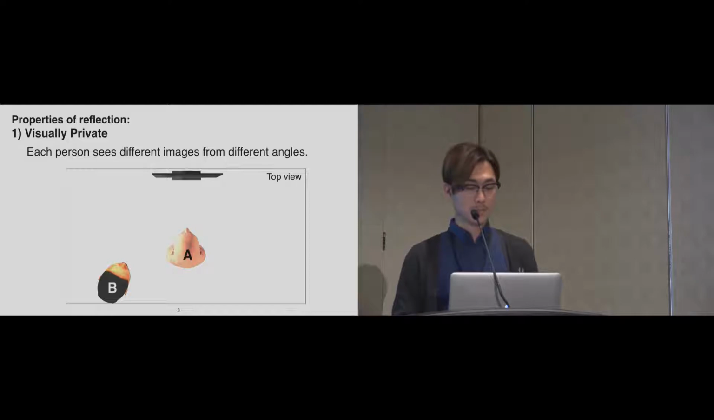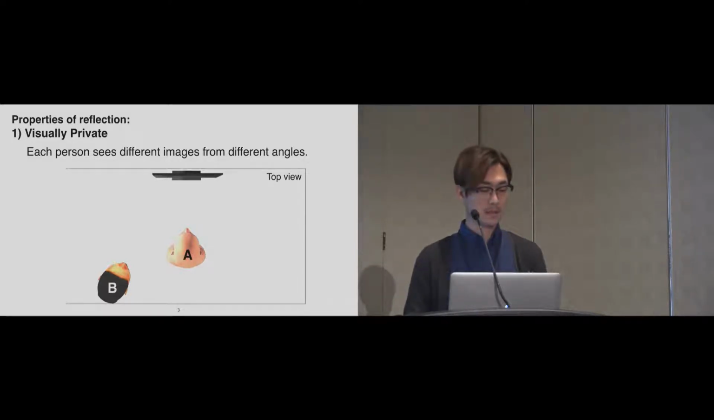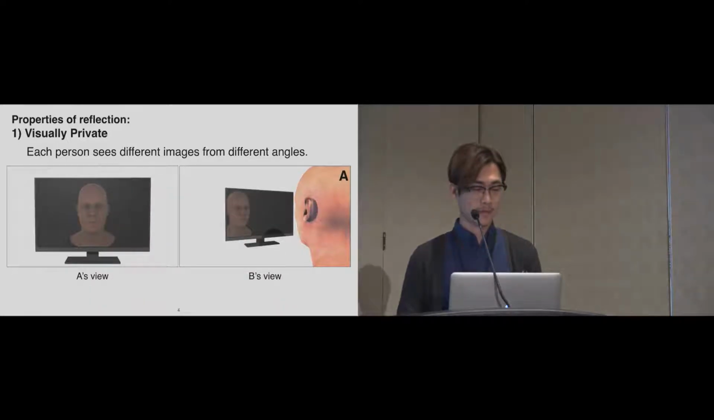One of the properties is that the frontal reflection of a person's face on a surface is shown straight only to the person itself. There's a person A looking at his reflected face in front, and person B is standing aside watching the screen. From A's view, he can see his front face straight, but B cannot, because each person sees a different reflected image from a different perspective.